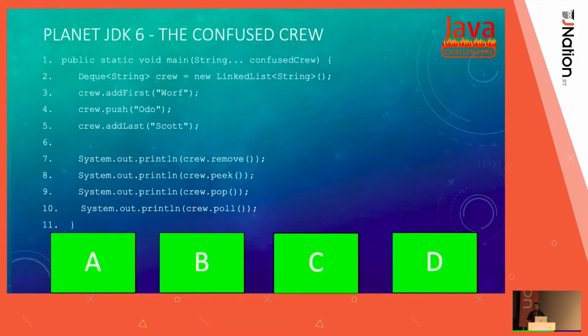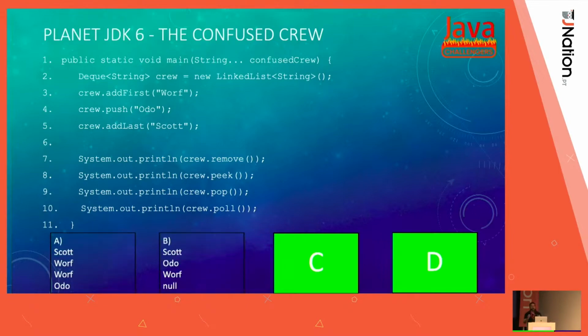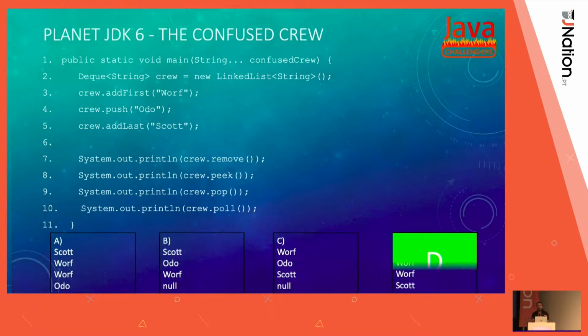So this is a Java challenge. As you can see, we have a couple of methods here: addFirst, push, and addLast. Then we are showing some data here with the sysout. I'm going to show you the alternatives. There are four alternatives. I'm going to give you around one minute to think about the answer, okay?